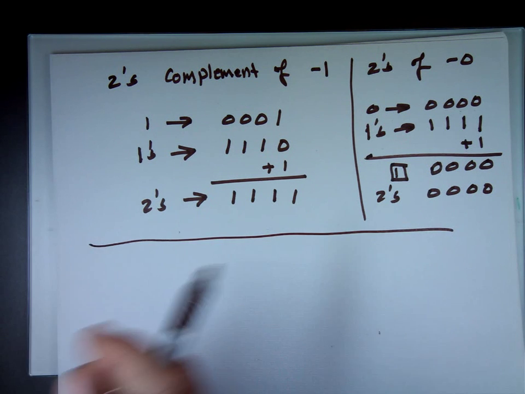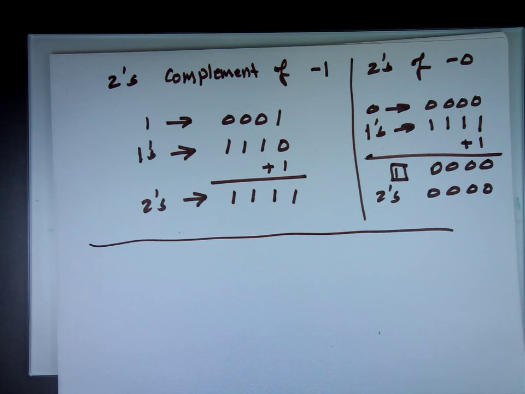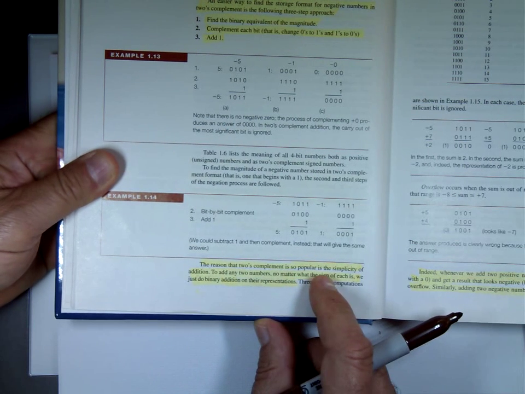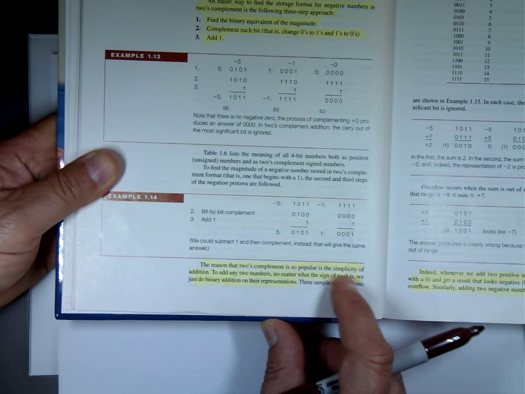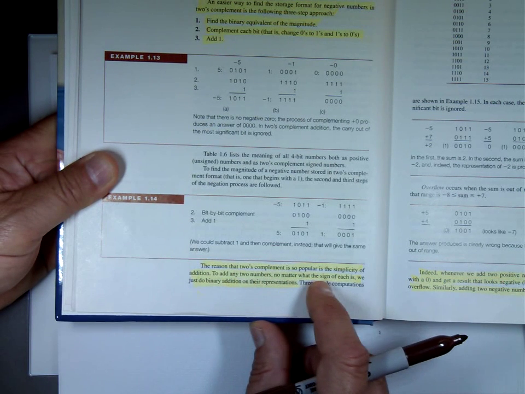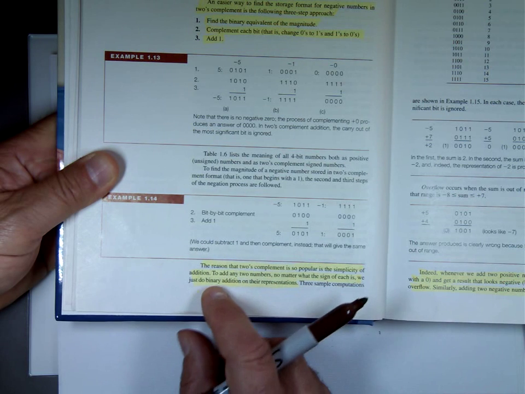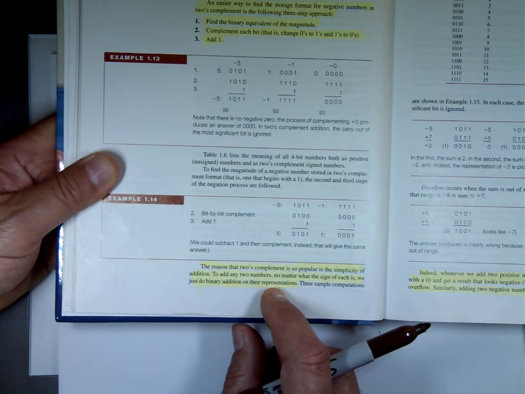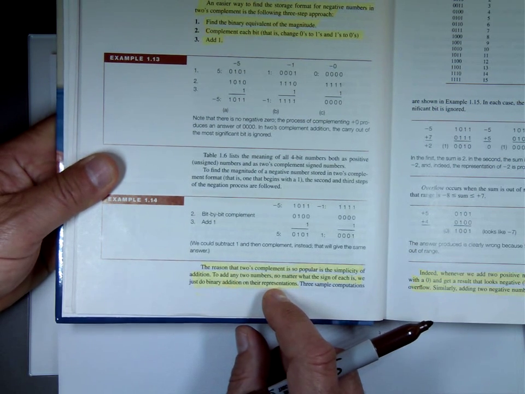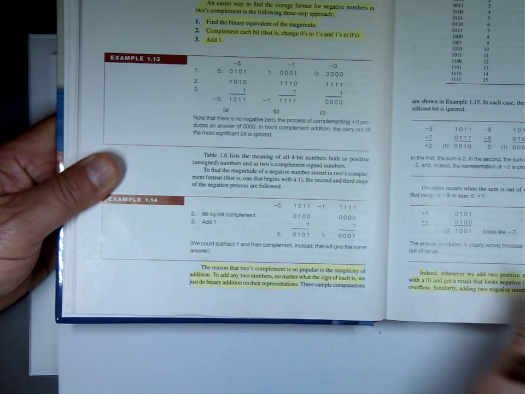Now, we said the nice thing about this is I can use the same device, and that's what the book is saying. The reason that 2's complement is so popular is the simplicity of addition. To add any two numbers, no matter what the sign of each is, we just do binary addition on their representation. Straightforward, just binary addition. We do not differentiate. If the number is negative, we take the 2's complement of it, and we add them. And let's take a few examples, see what will happen.